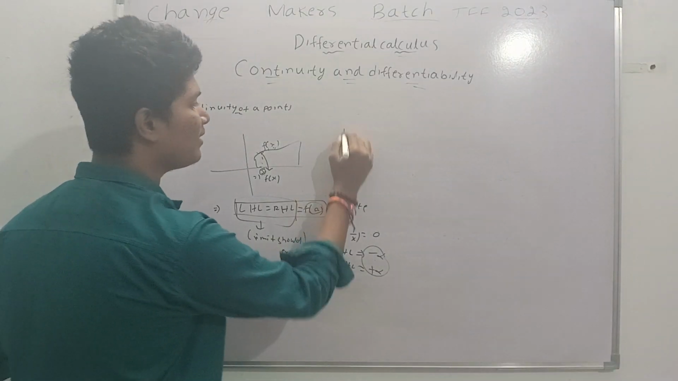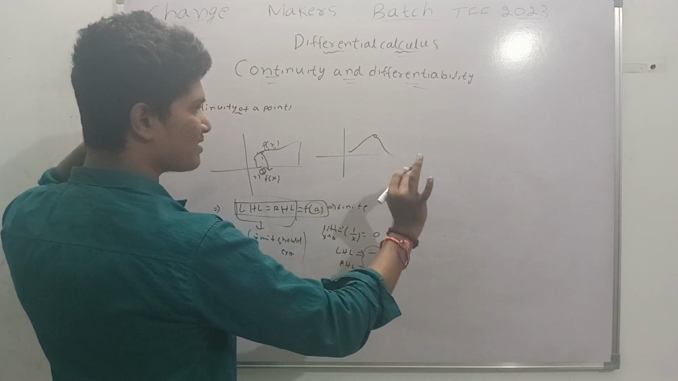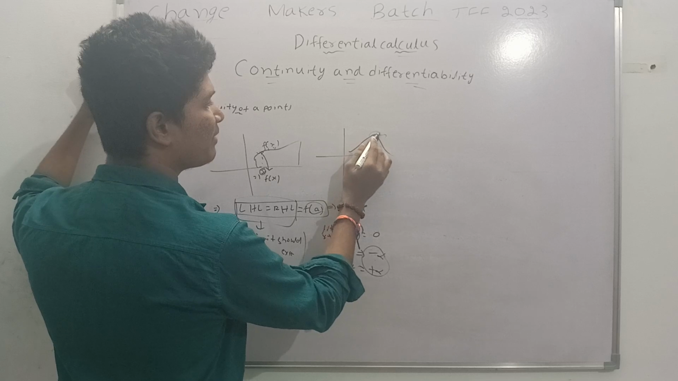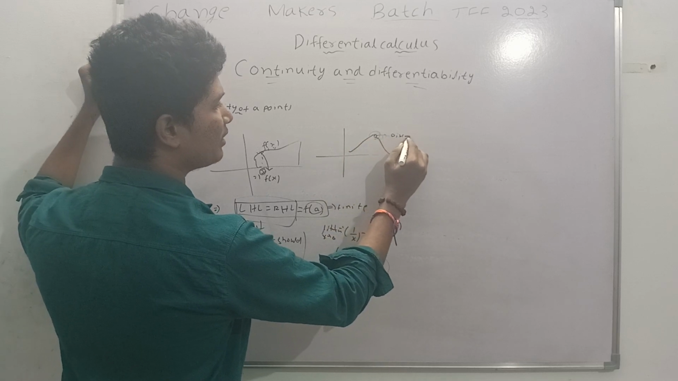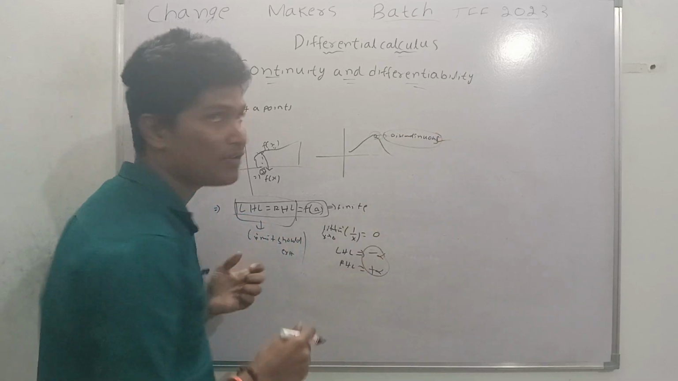So basically, suppose the graph is like this. If you see this point, it is an open circle, meaning the graph breaks down here. It is discontinuous here. So what are the things you can infer from this?